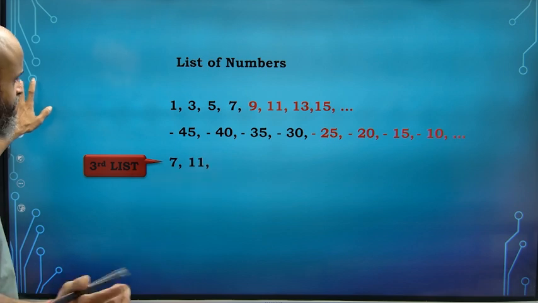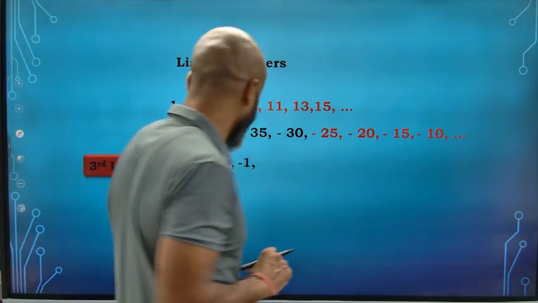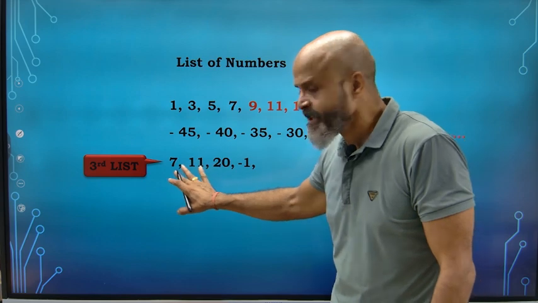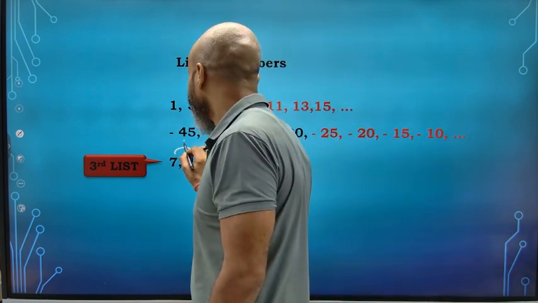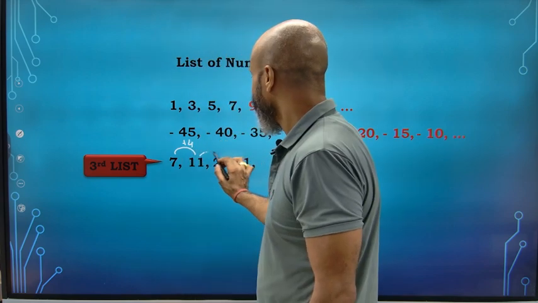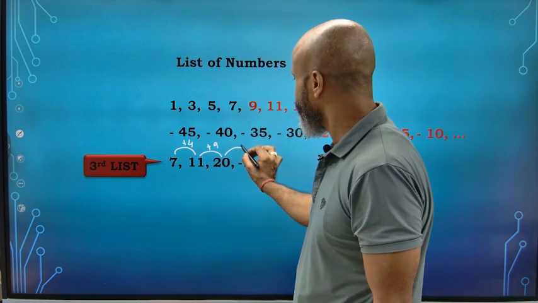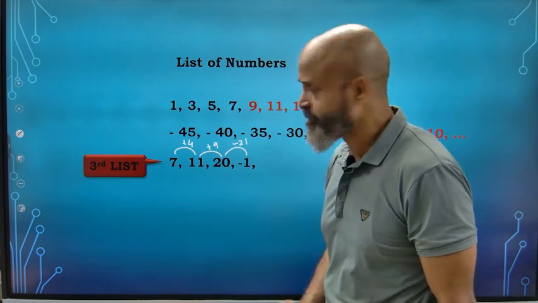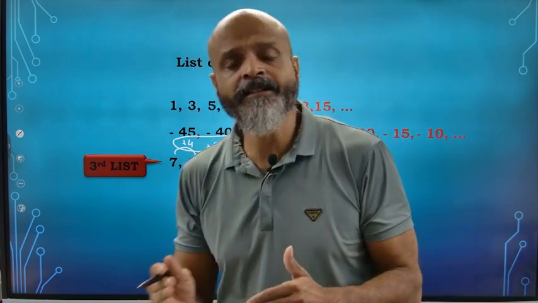In the third list, let's say 7, 11, 20, minus 1. Now, here comes the tricky question. We have understood the patterns in these two. Is there a pattern that is getting established in this one? The answer is no, because here we have a difference of 4, here we have a difference of plus 9, and here we have 20. If we add minus 21 to this, then we get minus 1. So here we do not have a common difference between the consecutive terms.